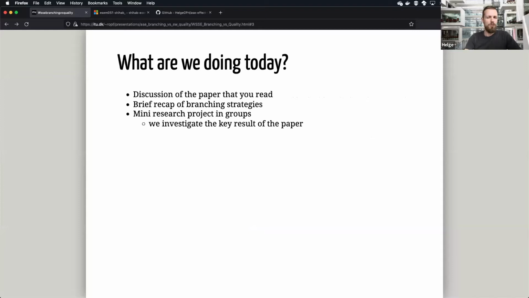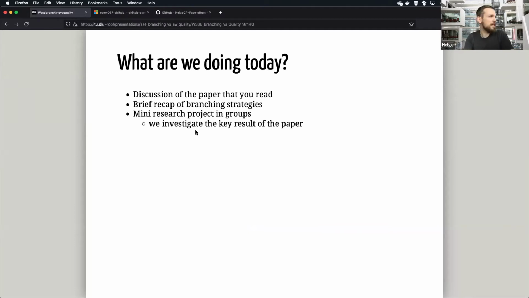My plan for today is, I understand we have 3 hours together. I was thinking we use 1 hour to briefly discuss the paper that I hope many of you read. I sent out some preparation material and asked you to read this paper. Then I present a bit about branching, something quite central to that paper.